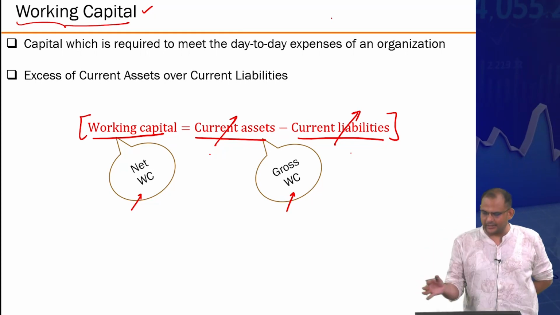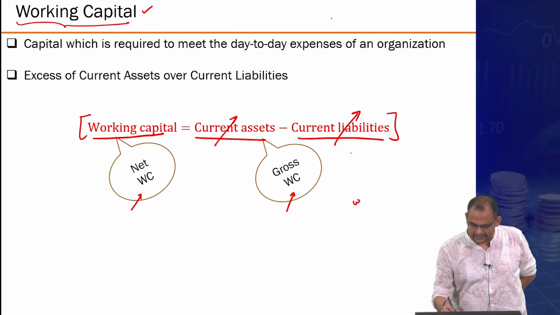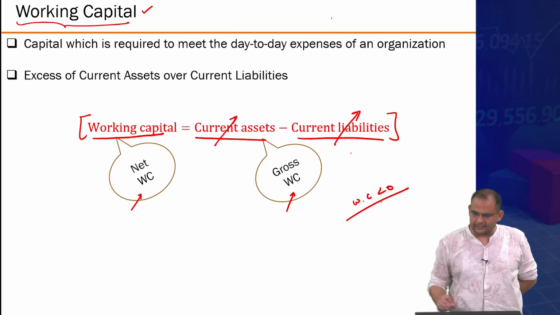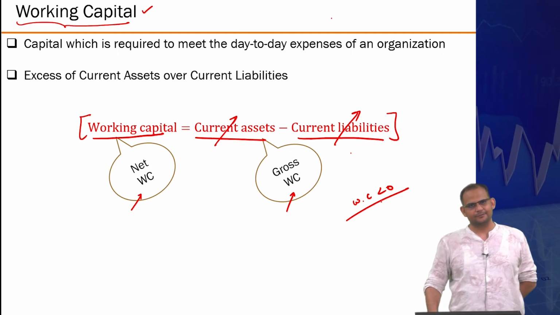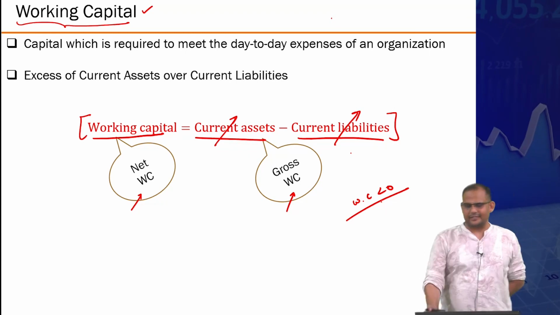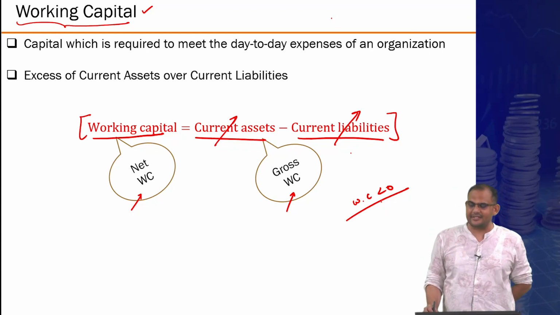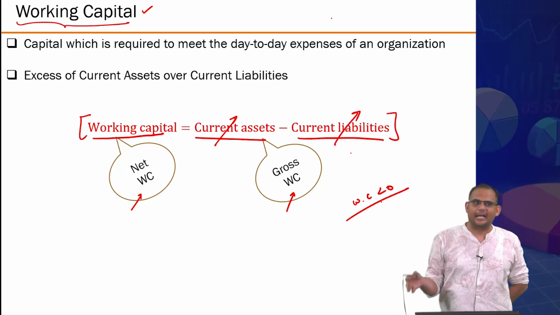But there are many things on how to interpret the results. Working capital less than 0. Is it a good thing to have working capital less than 0? Why or why not? So working capital less than 0 means that you have no money to support your short-term liabilities. And that is a high risk.